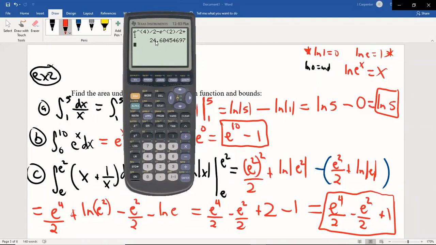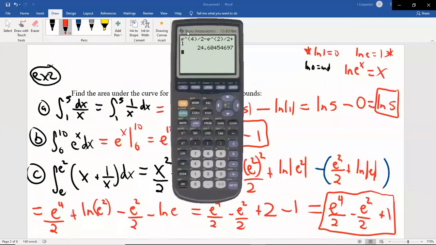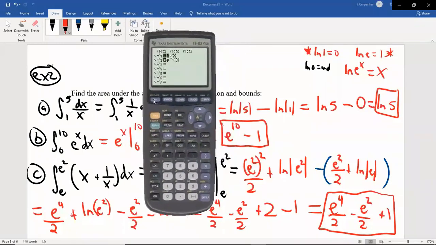Now I'm going to show you something really cool that is not going to be that helpful to you for analytic answers most of the time, but it's a good way to check your answers if you're not sure.